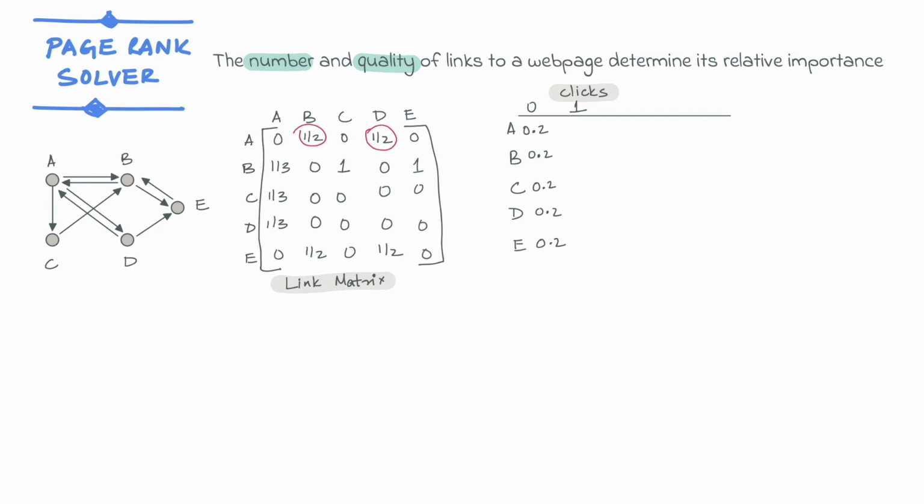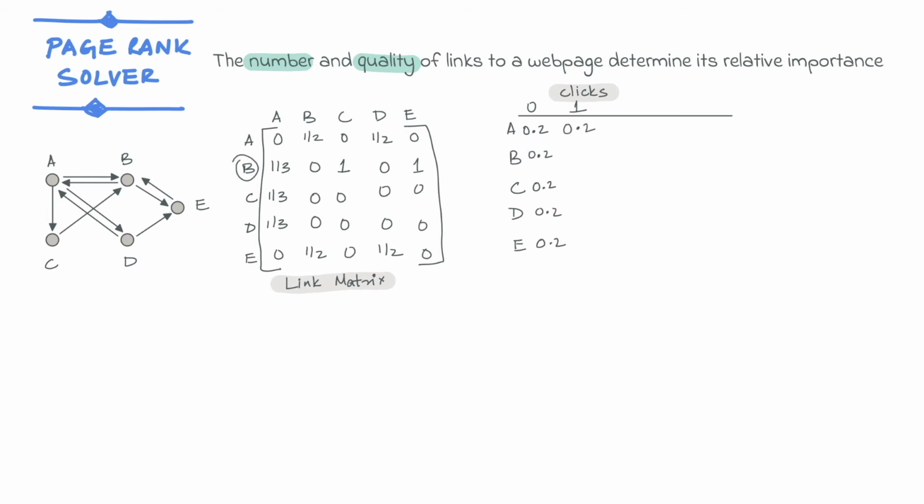Next, for us to be on A, we needed to be on either B or D in the previous step. So we need the probability of being on B or D in the previous step, which in our case is 0.2. So we can calculate the probability of being in A after the first click as the probability of getting to A from B times the probability of being in B in the previous step plus the probability of getting to A from D times the probability of being in D in the previous step. This gives us a PageRank of 0.2.